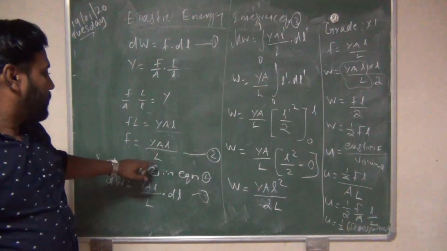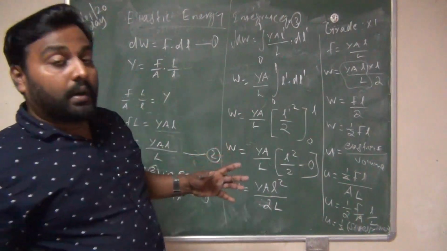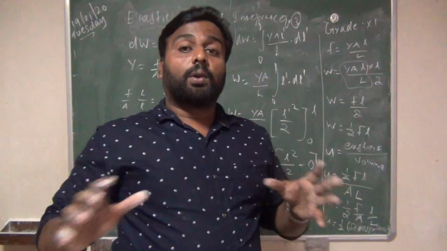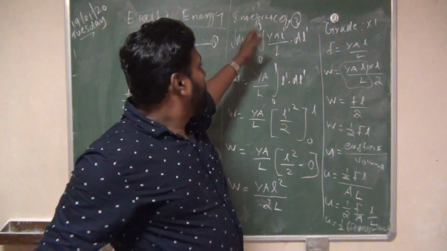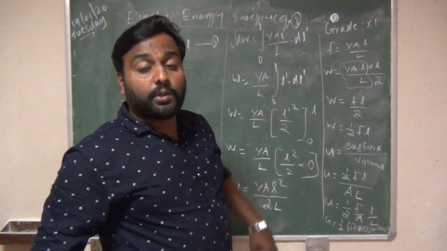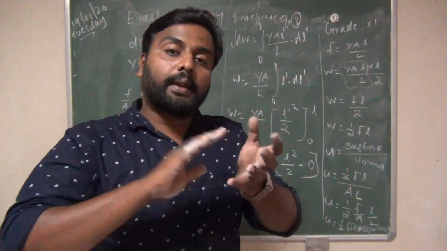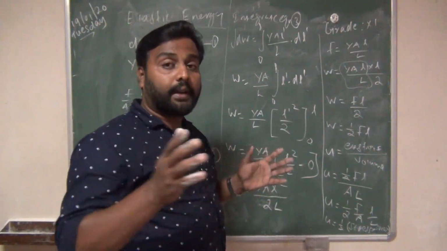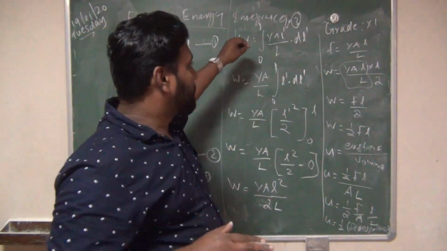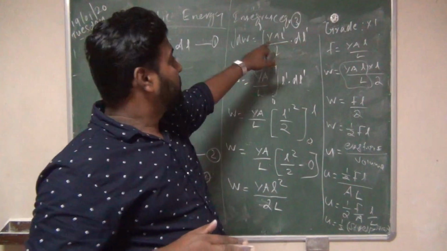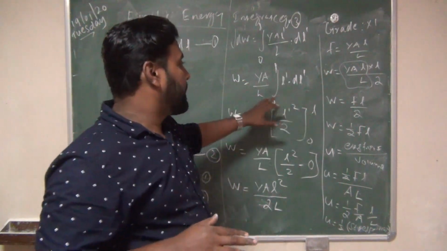dW is equal to YAl divided by capital L into dl. Now we have to find out the work done for the whole length, so we are integrating equation 3. While integrating, we have to choose a dummy variable for l, so we write l dash. After integration we can apply the limit without confusion, so we are using l dash. So YAl dash by capital L dot dl dash.